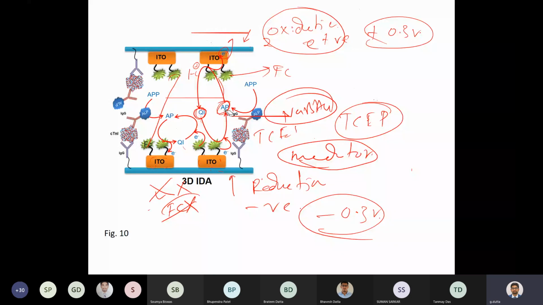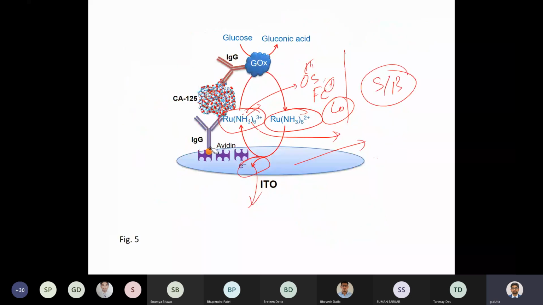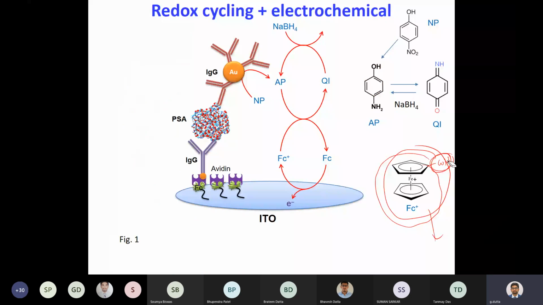So one thing you can remember is that we can immobilize the mediator itself on the electrode surface, like ferrocene, as I said. You can see the ferrocene structure, then we can add a carboxylic group, and by EDC NHS reaction, this carboxylic acid group can be immobilized on the surface.